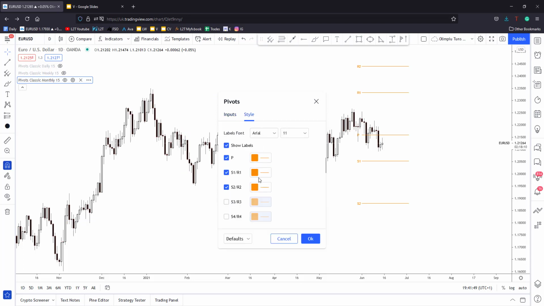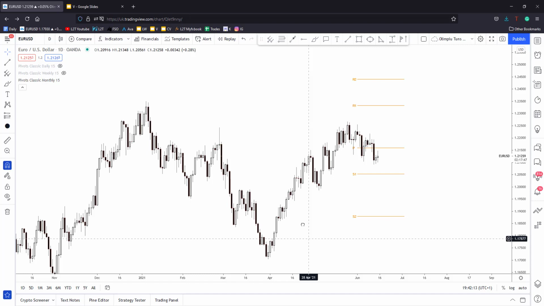Also here we have the pivot point, the first support, the first resistance, the second support, the second resistance, and you can use more levels, the third support, the third resistance, the fourth support, the fourth resistance.